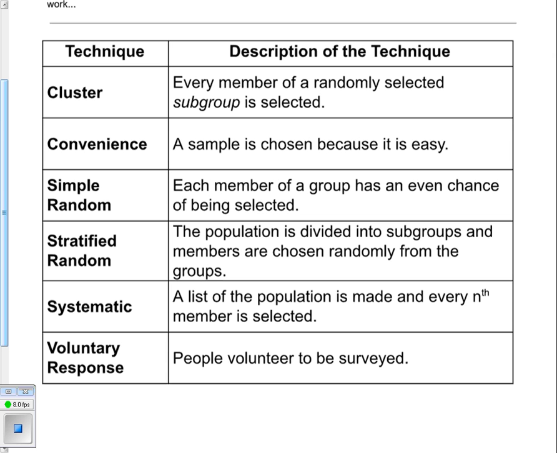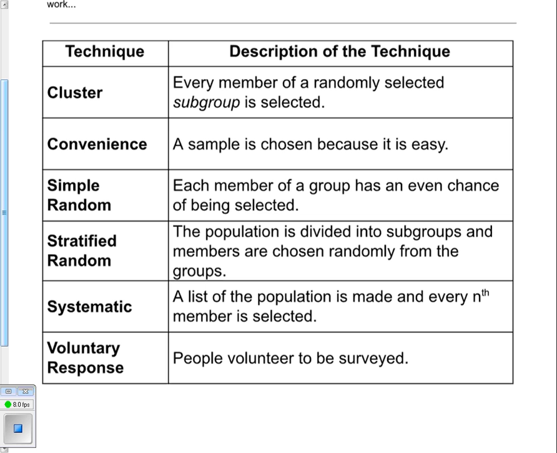Convenience is the second one. Convenience, simply, you just choose people because they're easy. You say anybody who has a red hat gets sampled for this particular thing. You just stand at the door and select every single person who has a red hat, and boom, there you go. Simple random is where each member of a group has an even chance of being selected. So you have an entire population and you choose 10 people at random. No rhyme or reason, you just randomly select 10 people to ask your questions of.